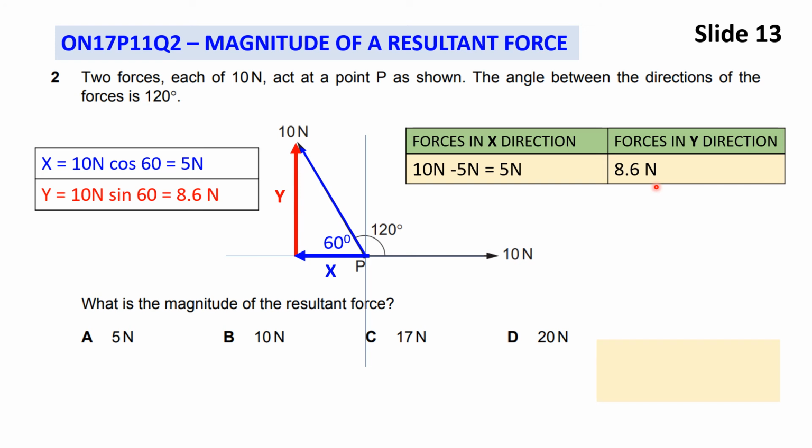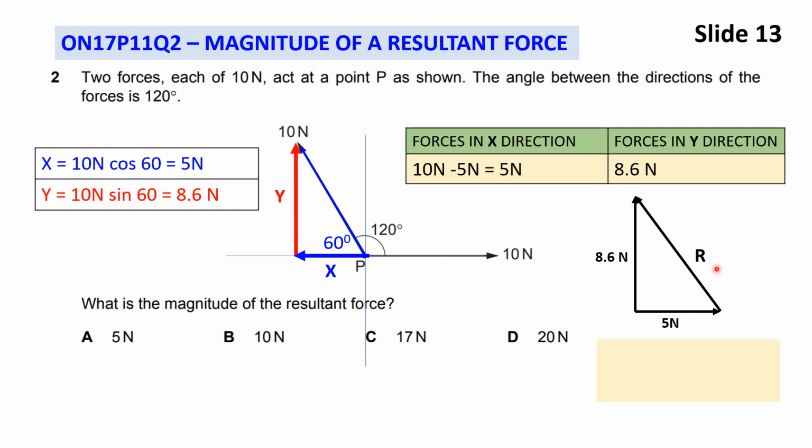Great. So what do I do with this information? Now I'm going to draw another triangle that has nothing to do with this one. In this triangle, the components are my 5 newtons from my x resultant and my y vector, which is 8.6 newtons. So I want to know the resultant of those two partial vectors. So then I have to calculate the value of R.